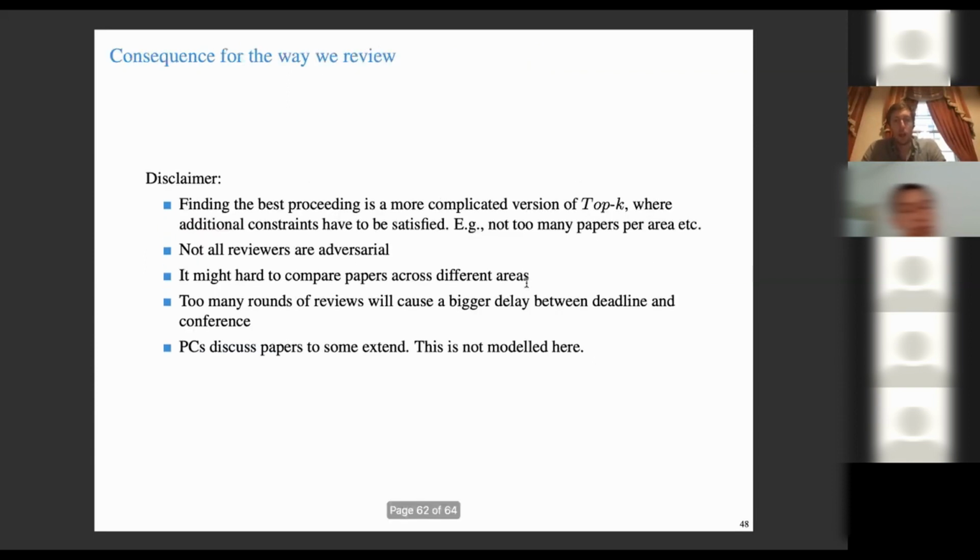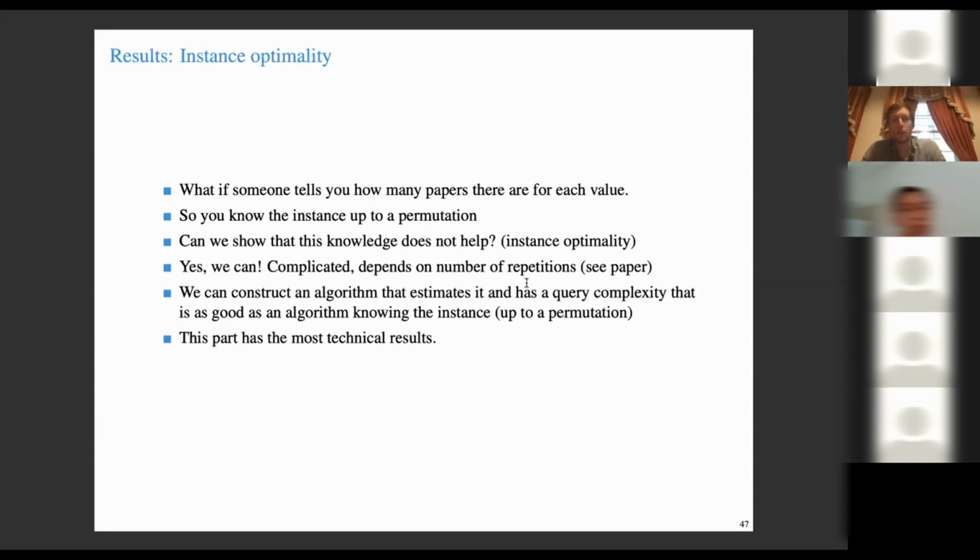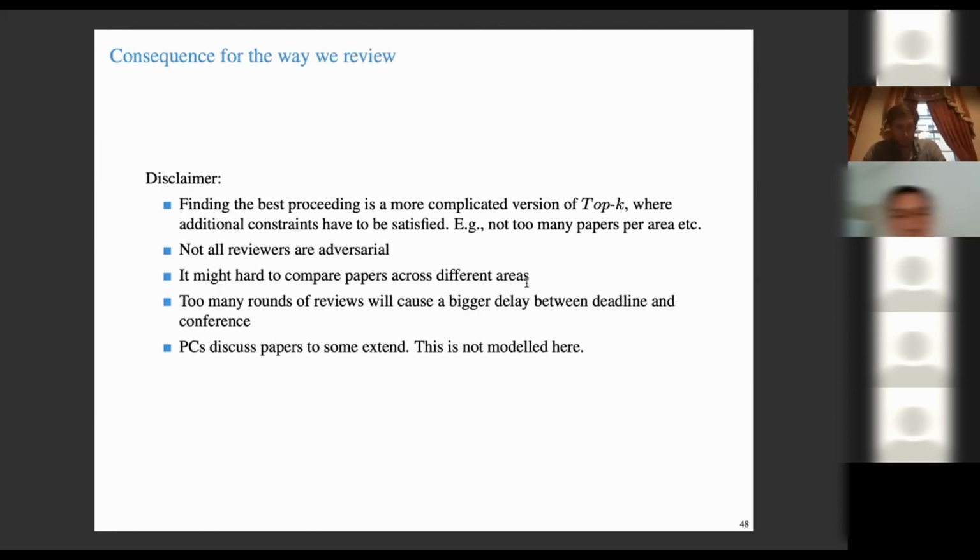Okay. And in the paper, we also talk about instance optimality. Instance optimality is the concept of what happens if you know something about the instance, if you know that this is the percentage of quality 4 papers, this is the percentage of quality 3 papers, etc. Does that help you? The answer is it doesn't really help you. Spoiler alert.